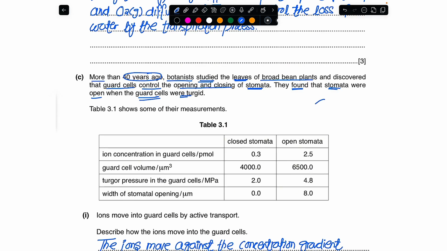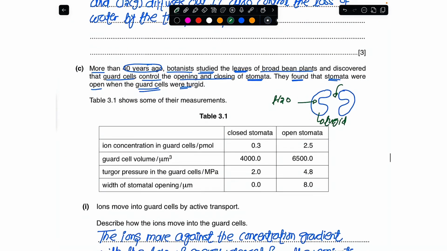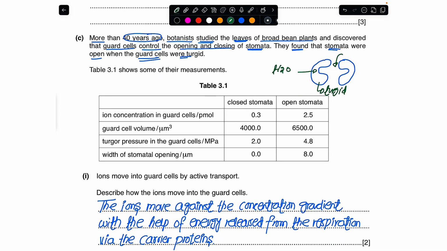Simply, they are giving us an idea that when these botanists studied the working of the guard cells, what they believe is that when these guard cells fill up with water and become turgid, the stomata that we have in between them would open up. And now Table 3.1, which they have presented to us, gives us some of their measurements.